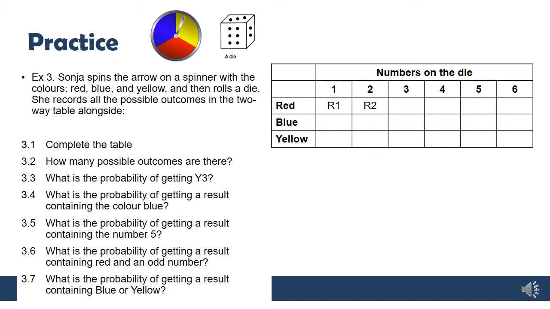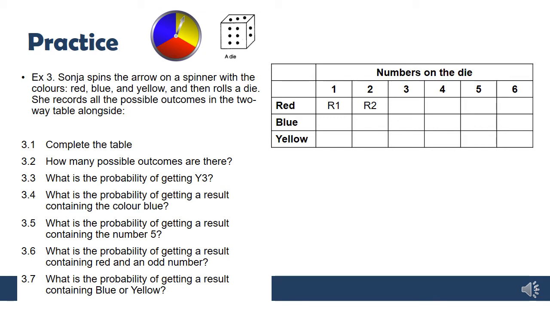This is a slightly more complicated example with a two-way table. Sonia spins an arrow on a spinner, and the spinner has the colors red, blue, yellow, as in the diagram. She then rolls a die. She records all the possible outcomes in the two-way table that I've shown here. So the first step is we need to complete the table.